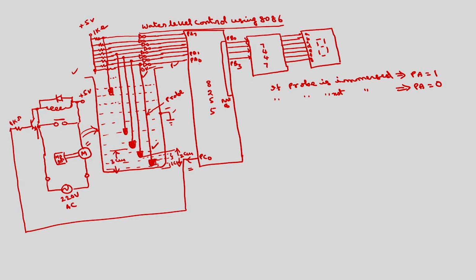Okay. So, like that I can display the values of this 1 centimeter, 2 centimeter on this 7 segment display. In addition, I am going to control the on and off of this particular motor also. Say I want to maintain the level between 2 centimeters to 6 centimeters.